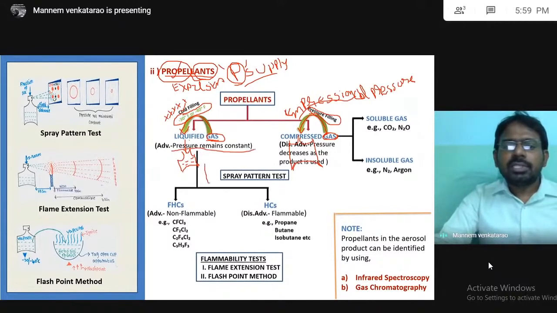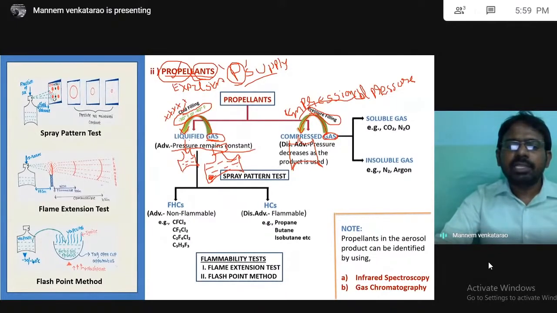So this is the product you purchase from the market, the medical shop. This is the propellant. After continuous usage also, if a single droplet of propellant is present inside the container, it maintains the same pressure. So until there is a single propellant droplet, it maintains constant pressure inside the container. Thereby, the product will be entirely utilized, entirely ejected out. This is the advantage of liquefied gases.